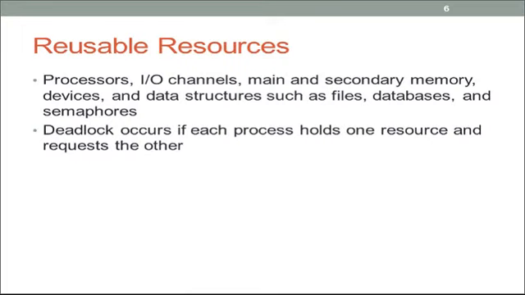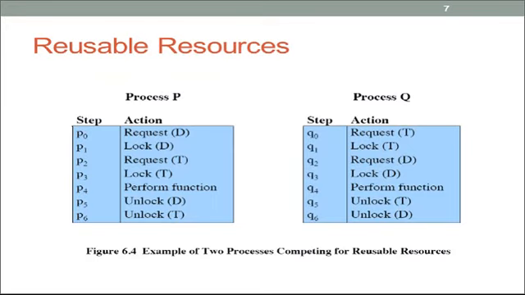Now deadlock occurs if such a process holds one resource and requests another. In this case, the reusable resources are available for usage by various processes and they are waiting for other resources which are held by other processes. So in this scenario, if you see, there are two processes P and Q and the actions given by these processes in this particular block.